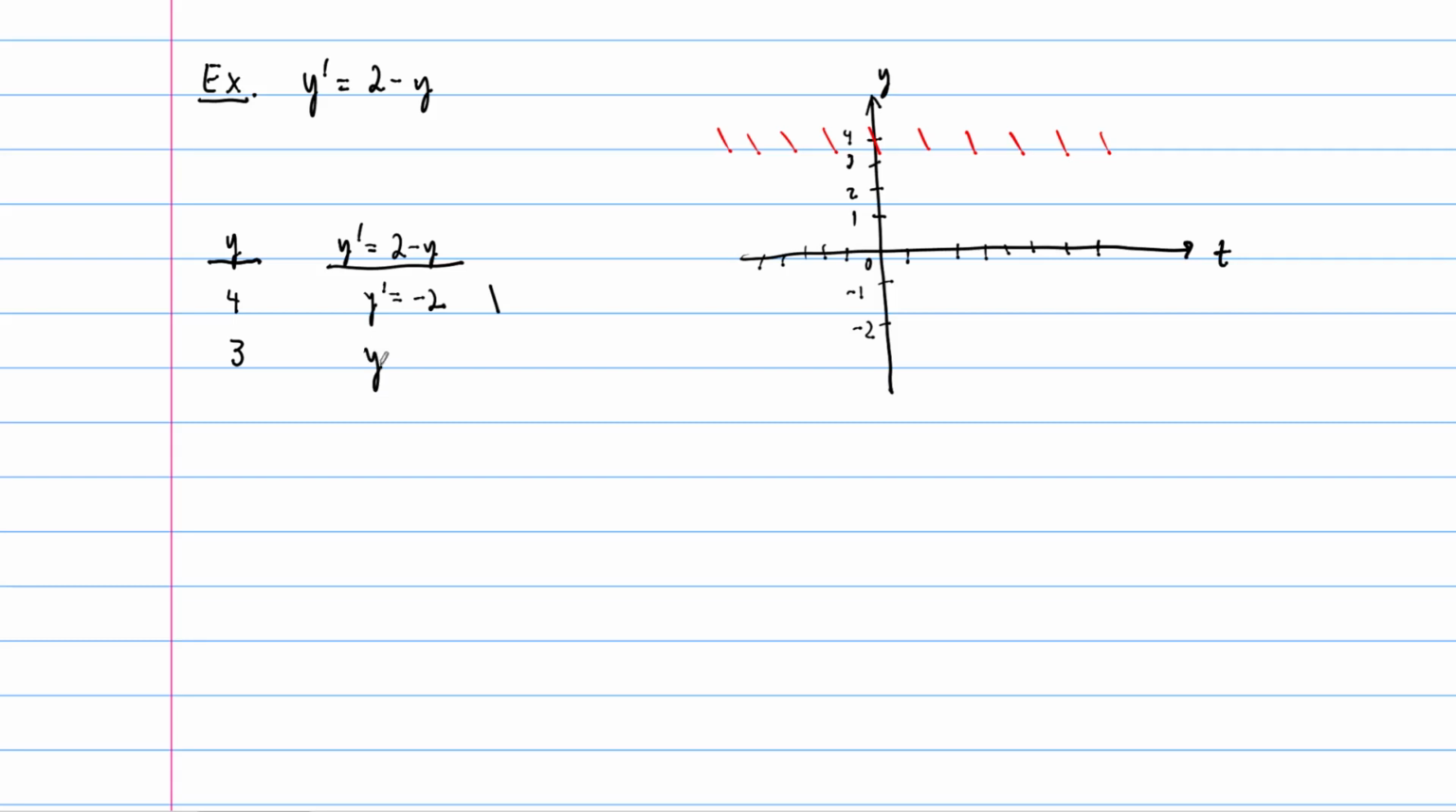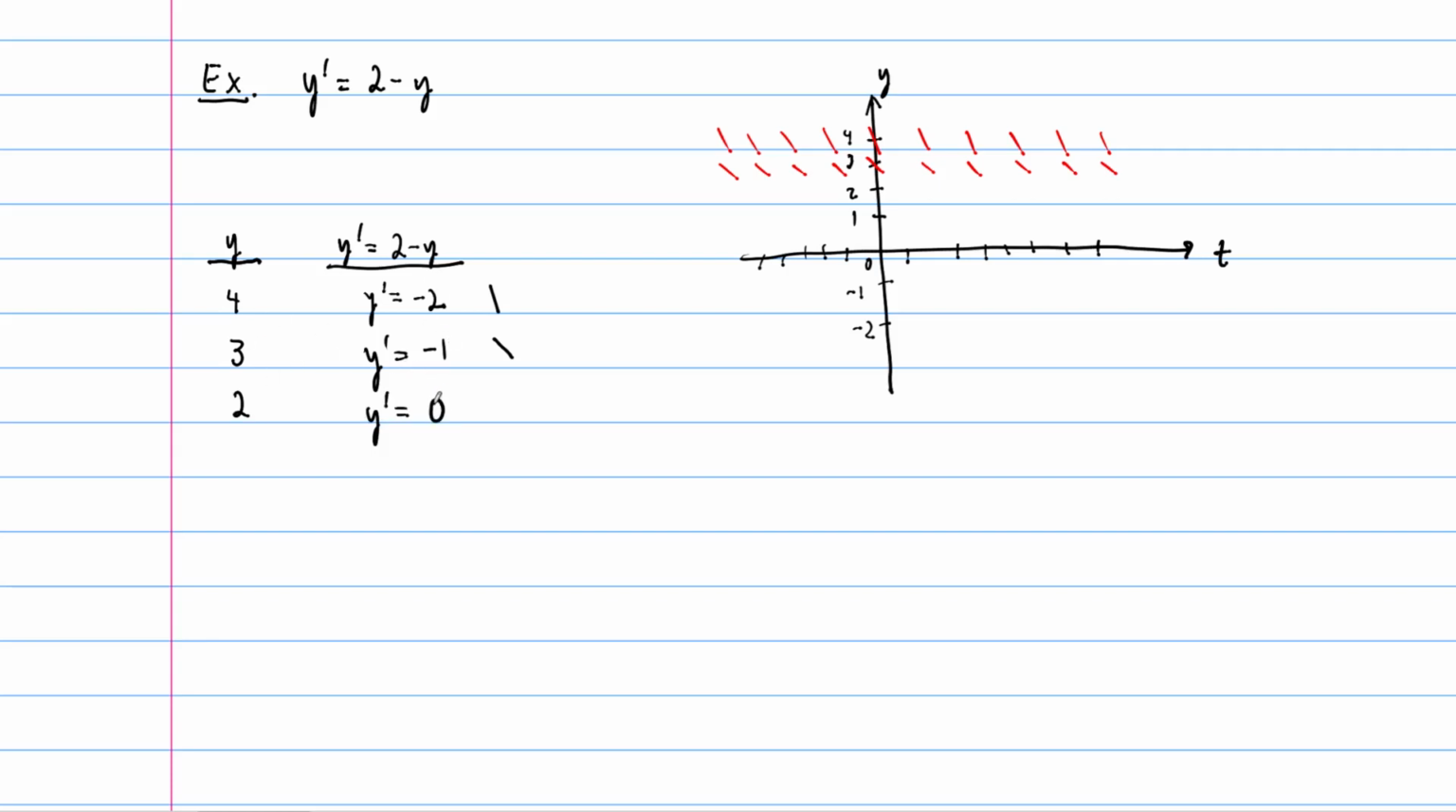When y is 3, y prime is equal to 2 minus 3, so -1. So that's still negative, but it's not quite as steep, right? So it might look like this. Something like this. Try to keep all the slopes the same, right? And then we just keep on with this, and you can see how this is going to go, because y prime, these are just decreasing by 1 as I move, right?